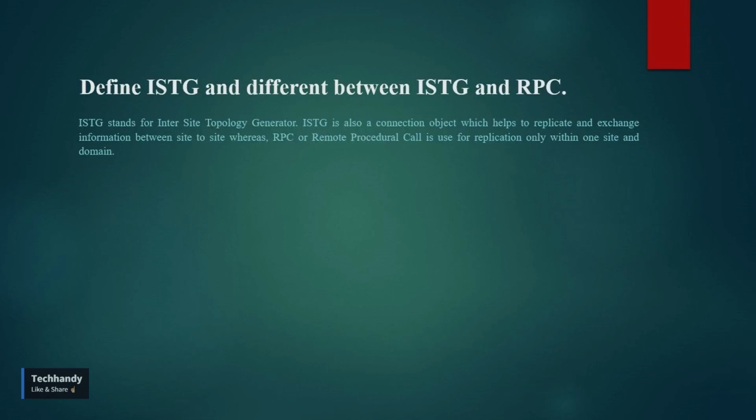Define ISTG and the difference between ISTG and RPC. ISTG stands for Inter-Site Topology Generator. ISTG is also a connection object which helps to replicate and exchange information between site to site, whereas RPC, or Remote Procedure Call, is used for replication only within one site and domain.